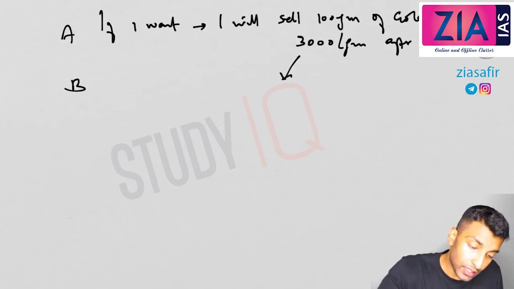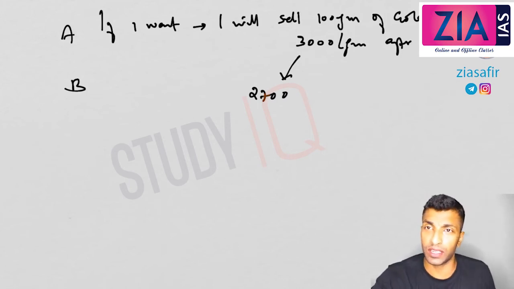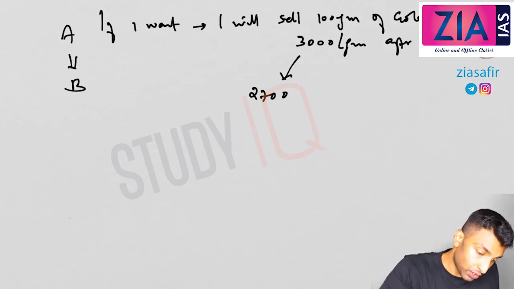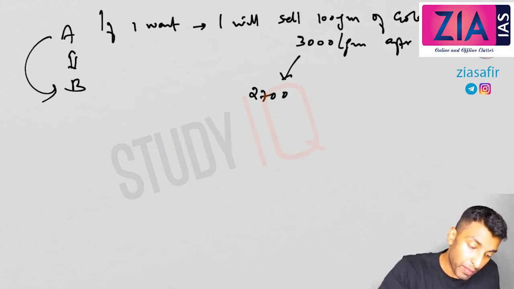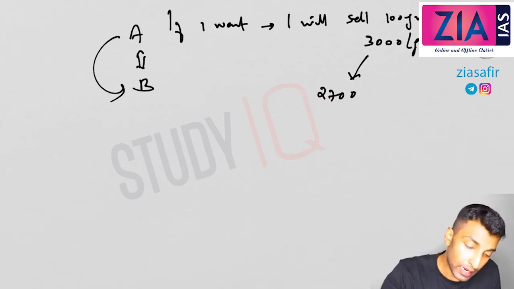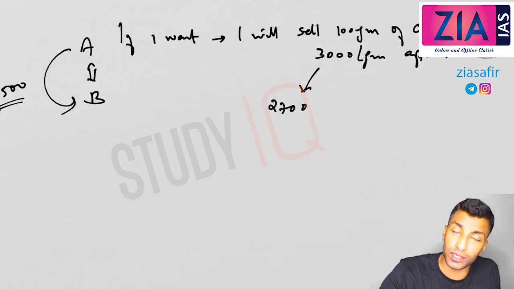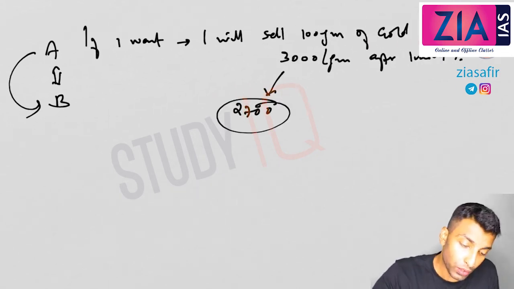Okay, now imagine this price has come down to 2,700. Now you will tell me who will gain here. A and B are entering into this contract, no? So A paid a premium to B. Let's say premium paid is maybe 2,500. Let's take some numbers. So the price has now come down to 2,700.